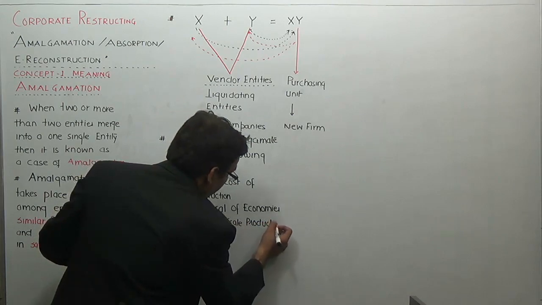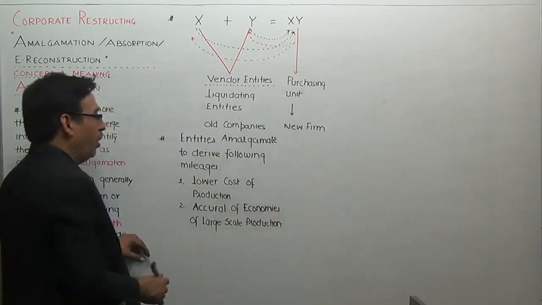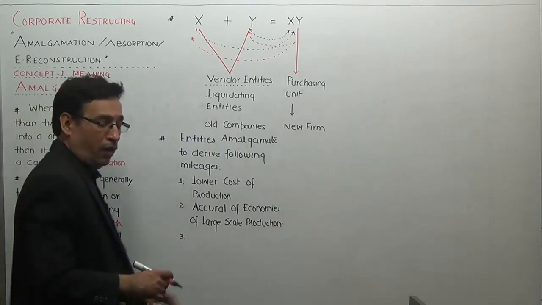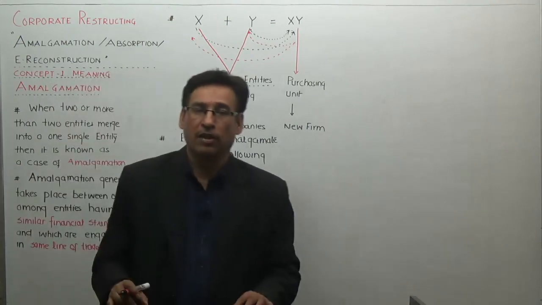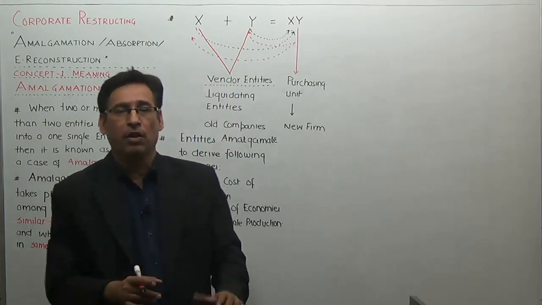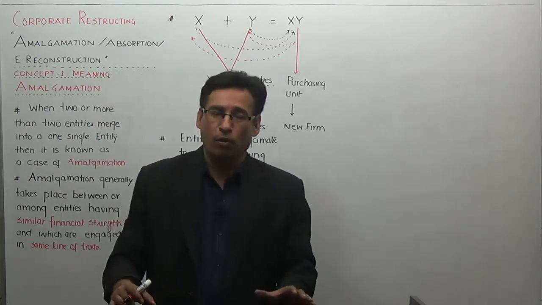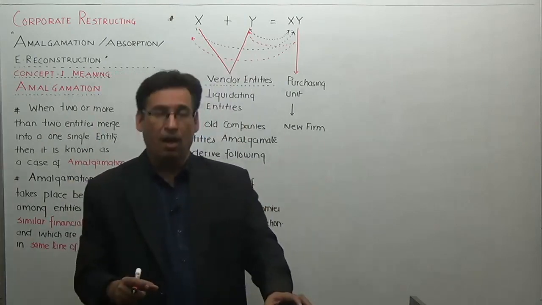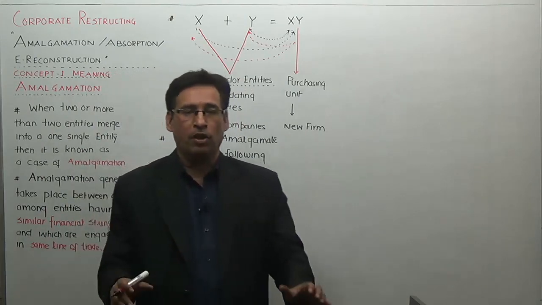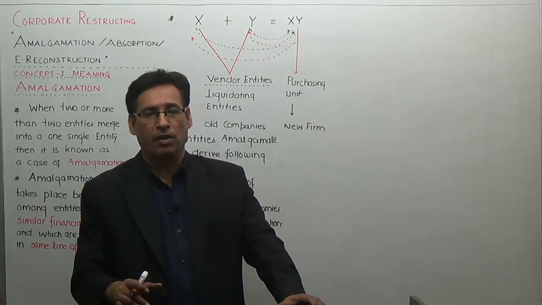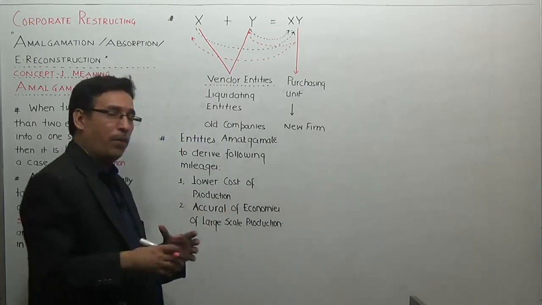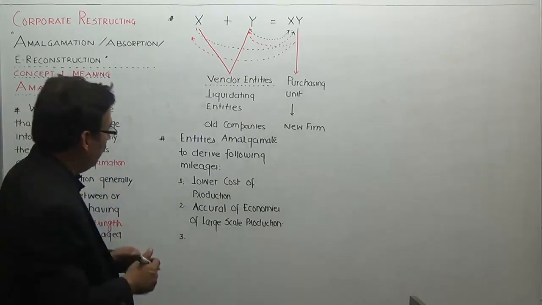Large-scale production, so lots of economies will accrue to the enterprise. Now just think for a moment, if two big corporates join together, what will happen? They will be able to wipe out and crush the competition to smithereens, isn't it? When two big giants, powerful persons, join together, they will be able to crush the competition, suppress the competition, wipe out the competition. In other words, they will be able to acquire complete monopoly in the market.